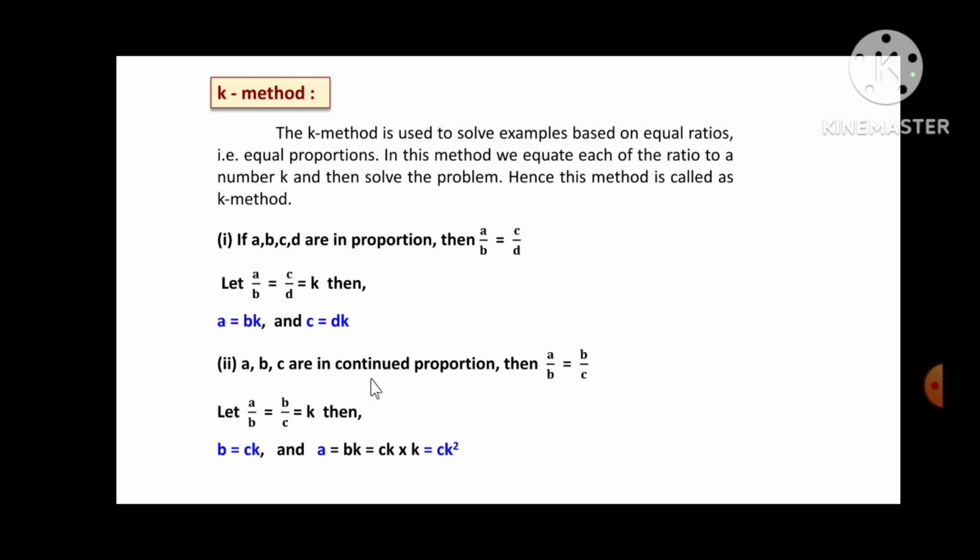If a, b, c are in continued proportion, then a upon b is equal to b upon c. Let a upon b is equal to b upon c is equal to k. Then we can write b is equal to ck and a is equal to bk. But the value of b is ck, so we put it here: ck into k is ck square. So a will be ck square in the case of continued proportion.